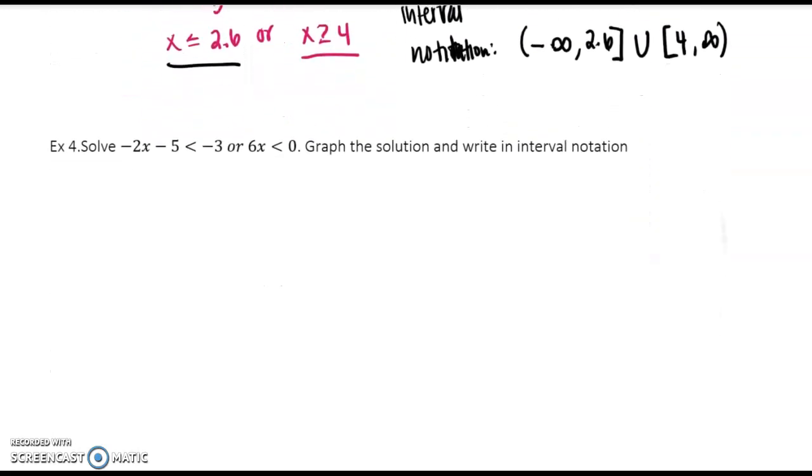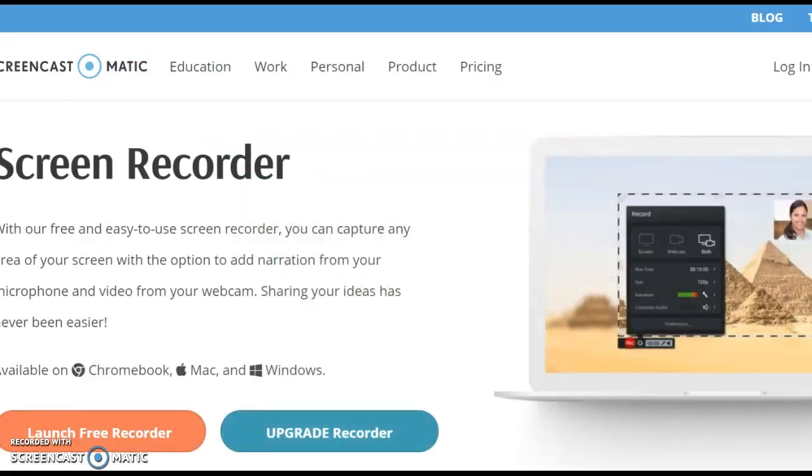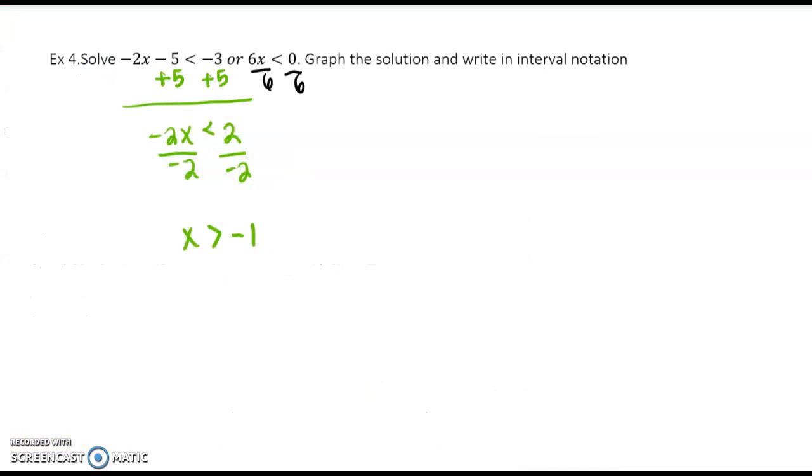So that would be our interval notation. Alright, let's go ahead and do one more. So again, we're going to solve both of these individually. So I'll solve the first one. So I'm going to add 5 to both sides. And then I get 2 here. Divide by -2, which means I have to flip the sign. And then I'm going to go ahead and solve for the other one. So here I could divide by 6 on both sides. And I get x is less than 0.